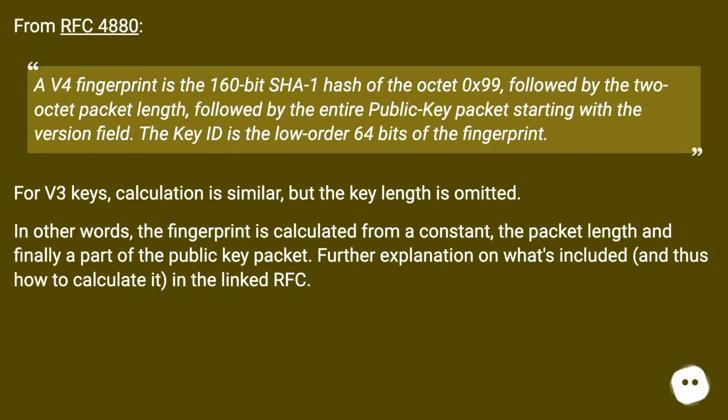From RFC 4880: A V4 fingerprint is the 160-bit SHA-1 hash of the octet 0x99, followed by the 2-octet packet length, followed by the entire public key packet starting with the version field. The key ID is the low-order 64 bits of the fingerprint. For V3 keys, the calculation is similar, but the key length is omitted. In other words, the fingerprint is calculated from a constant, the packet length, and finally a part of the public key packet. Further explanation on what's included, and thus how to calculate it, is in the linked RFC.